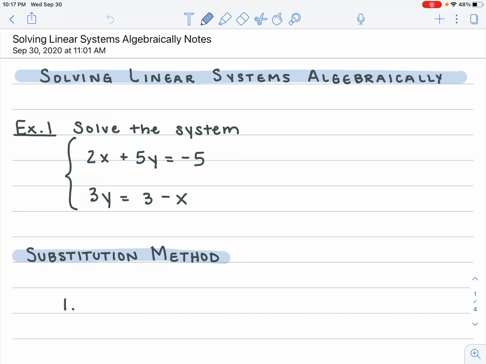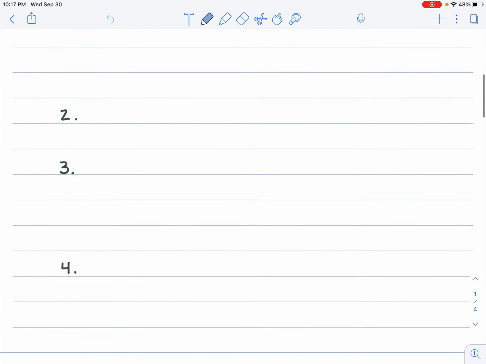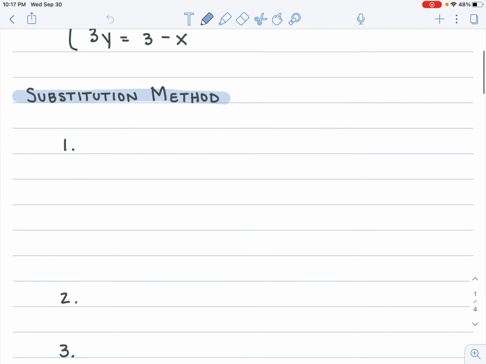Our first example is solve the system. It gives us two equations, 2x plus 5y equals negative 5, and 3y equals 3 minus x. The first method we're going to do here is substitution. Substitution, I would say, is probably my least favorite option of the two. I think it's a little bit more tedious, but this is usually the method that most people like to start off with. So we have steps for substitution. There's going to be 4 steps in total. The first step is to solve an equation for either x or y.